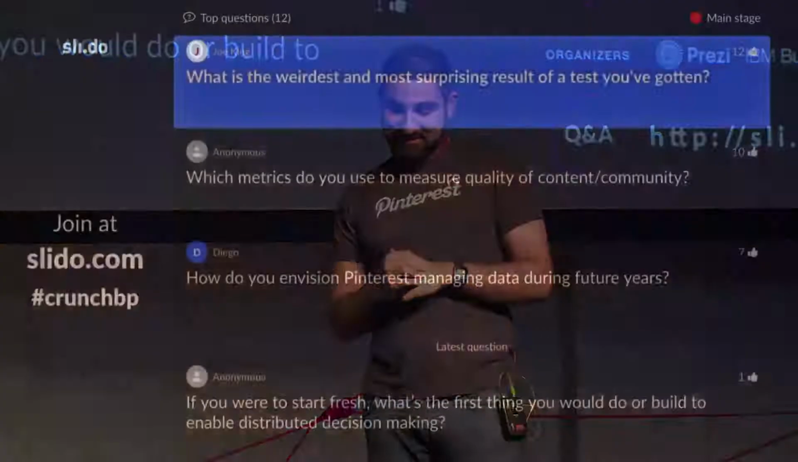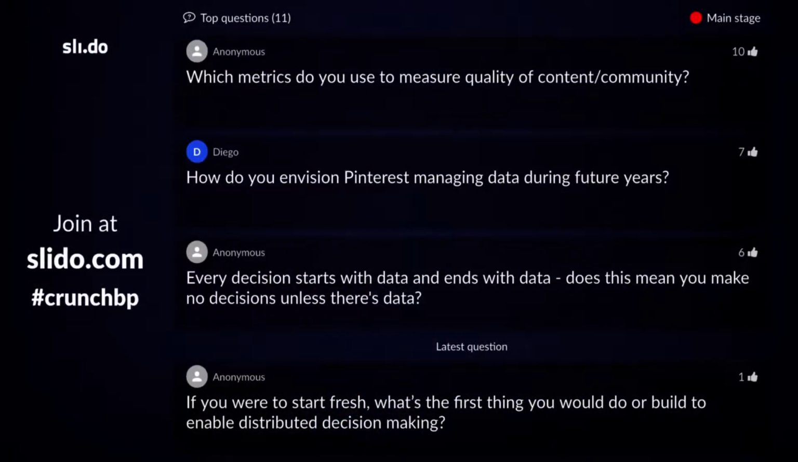Right, okay. So which metrics do you use to measure the quality of content and community? That is a great question.